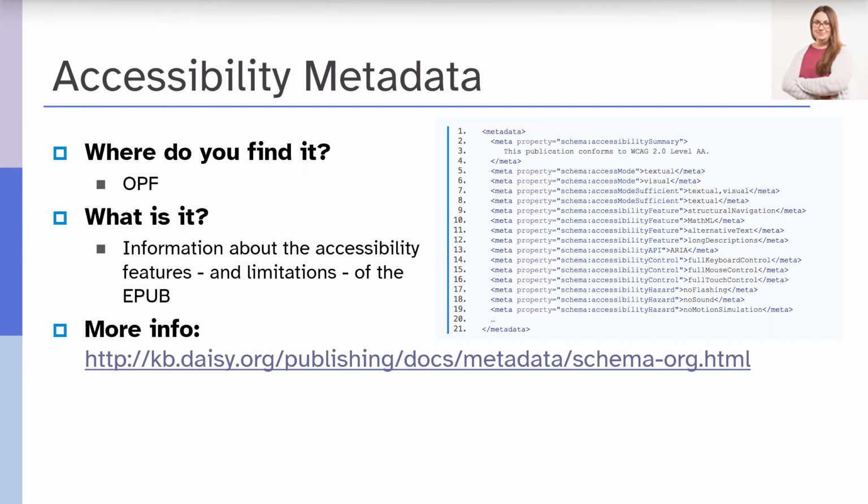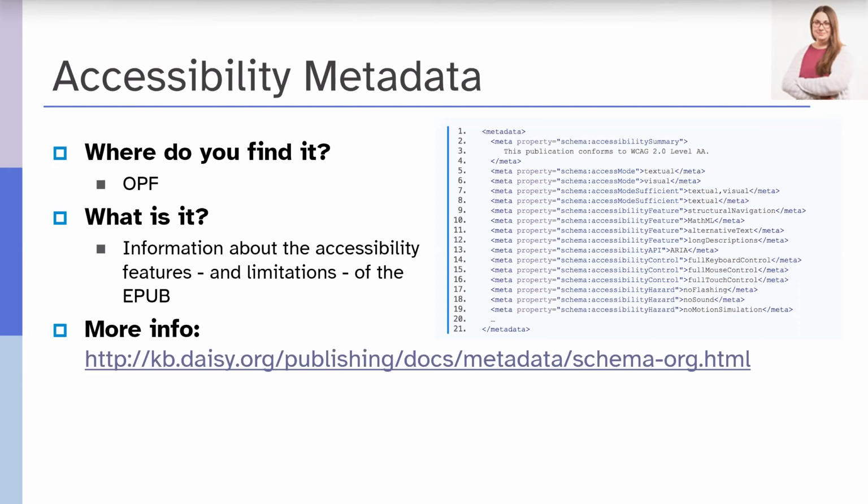You find the metadata in the OPF file, and it's there in order to provide information about the accessibility features and the limitations of the EPUB. Now, there's a huge number of properties that you can include within your accessibility metadata, and I've included some examples in the screenshot on this page. They include things like access mode, which is how a user can access the information. In this case, textual and visual are there.